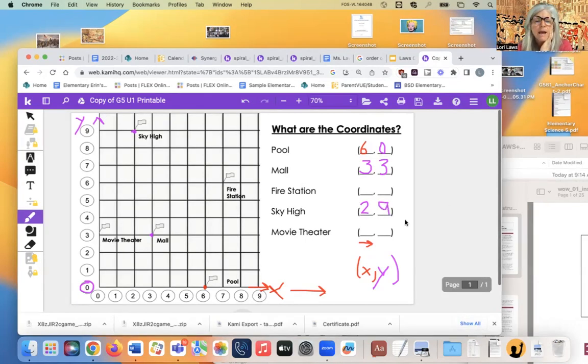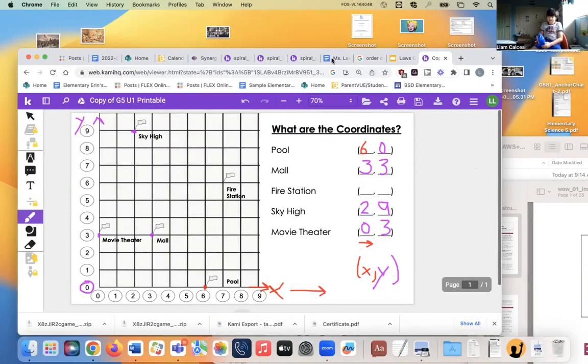Okay. The movie theater. Who can tell me where that movie theater is? It's 0. 0 is perfect. 0 over. And how many up? Let's see. 3. Excellent. And we're left with the fire station. Eli, you want to give that one a go? Or Mila or Bree? Go ahead and put it in the chat.